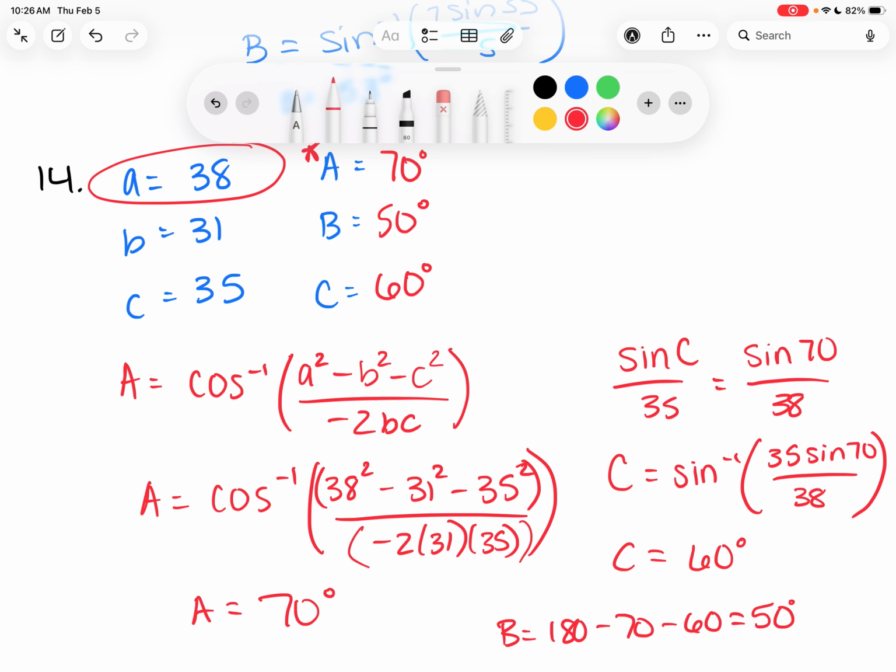So if it's not written somewhere in your notes, I would write somewhere on your paper: always start with the largest side. It's going to make your life way easier if you put that down and remember that now.